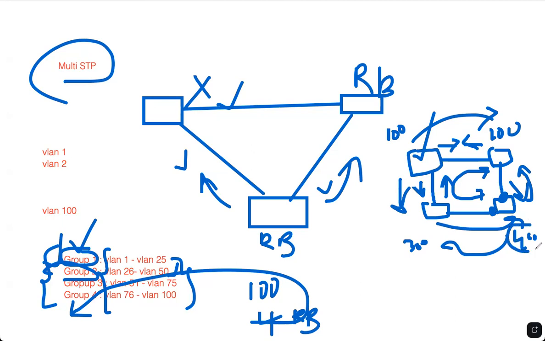Because this has the highest priority. This is 400. So either I can block this port or this port. Then how will we choose which port we need to block?